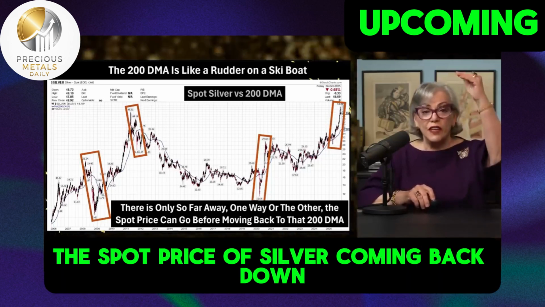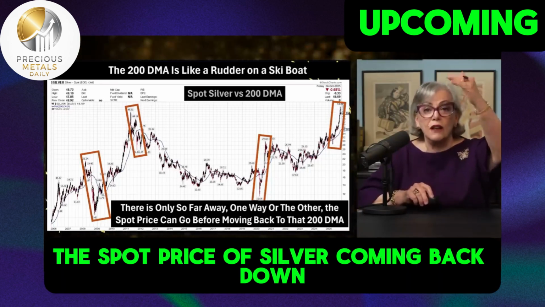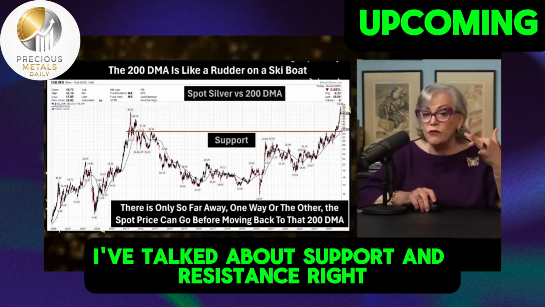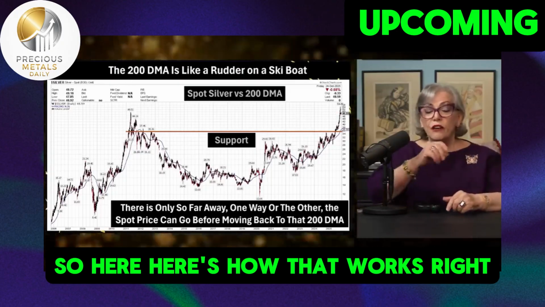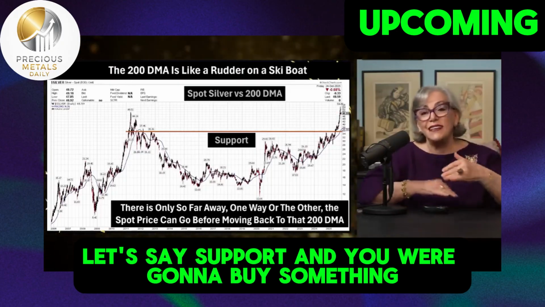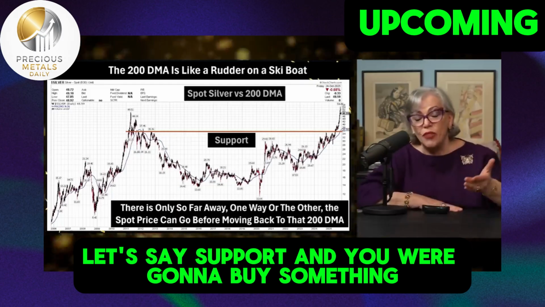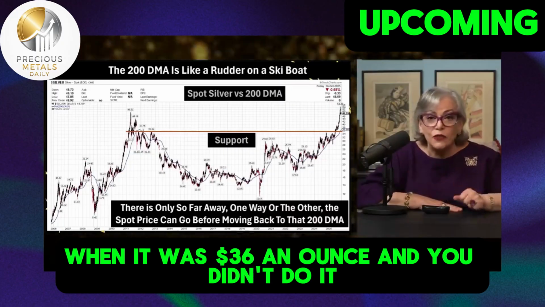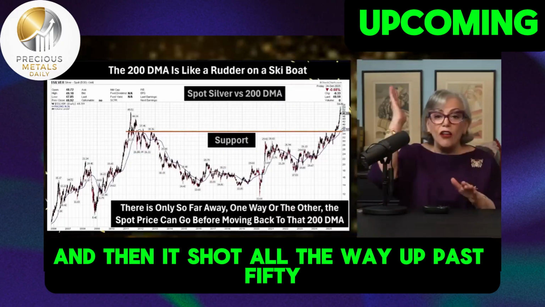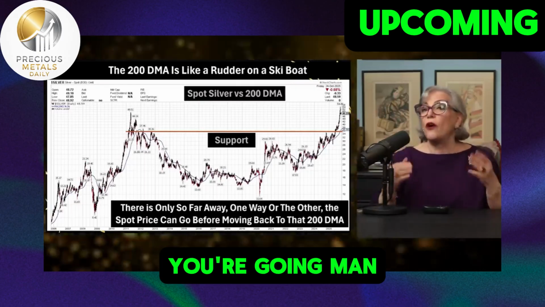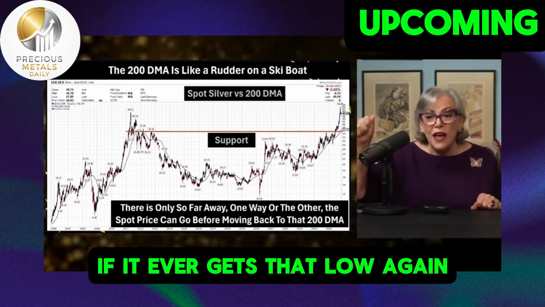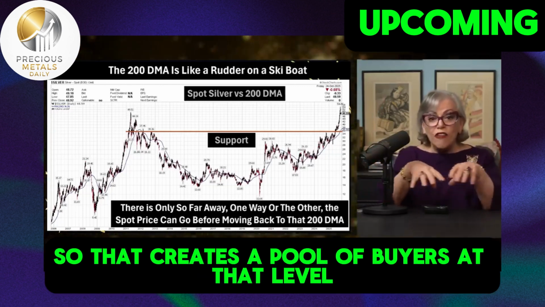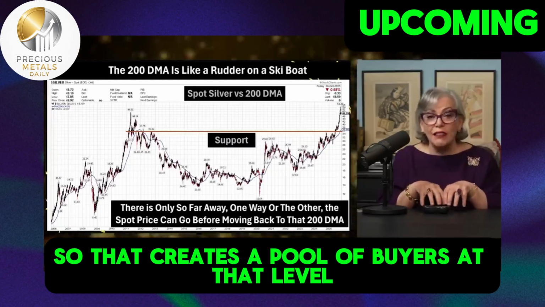In other words, the spot price of silver coming back down. Well, I've talked about support and resistance, right? So here's how that works. Let's say you were going to buy spot silver when it was $36 an ounce, and you didn't do it. And then it shot all the way up past 50. Well, you're going, man, if it ever gets that low again, I'm going to buy it, right? So that creates a pool of buyers at that level.